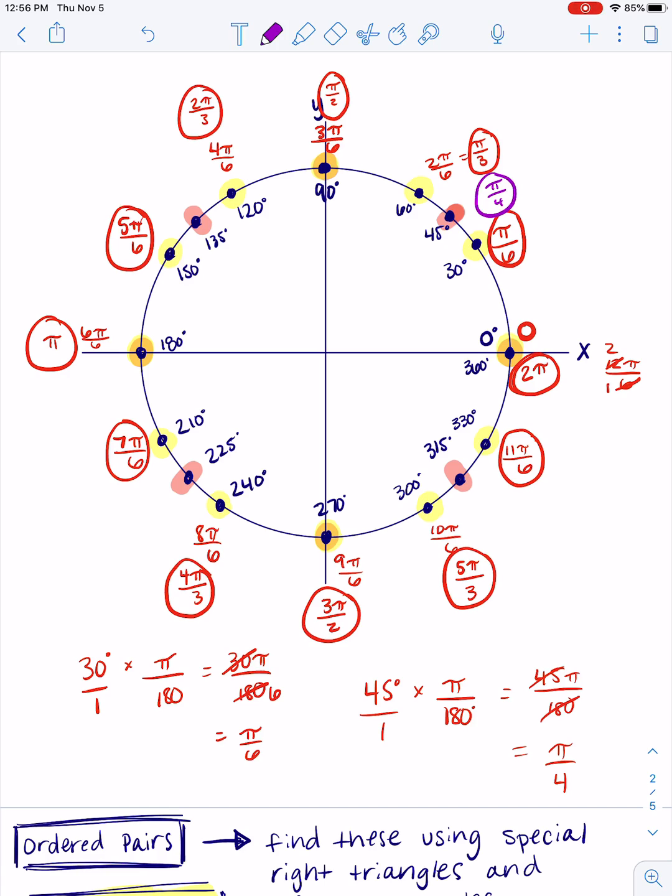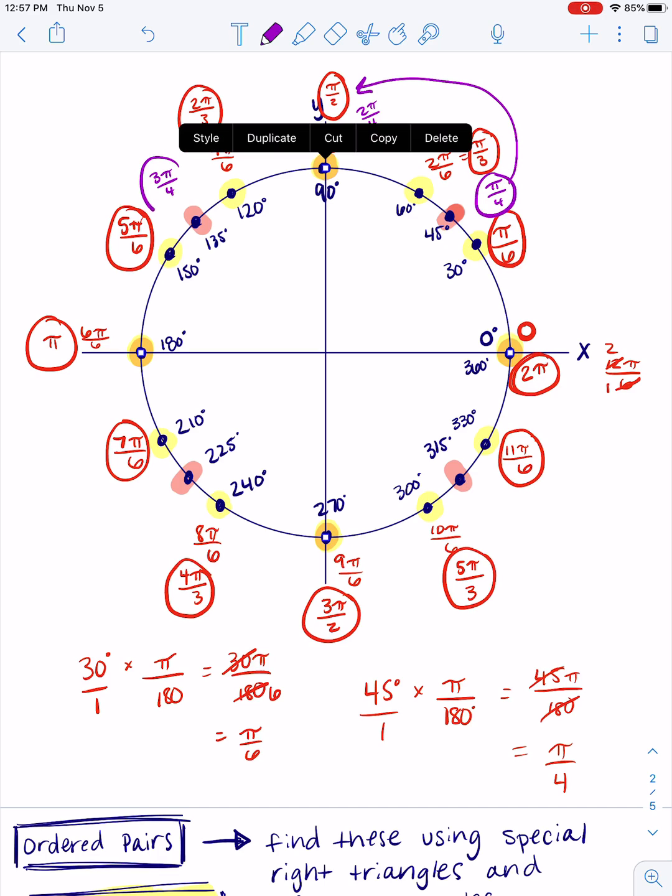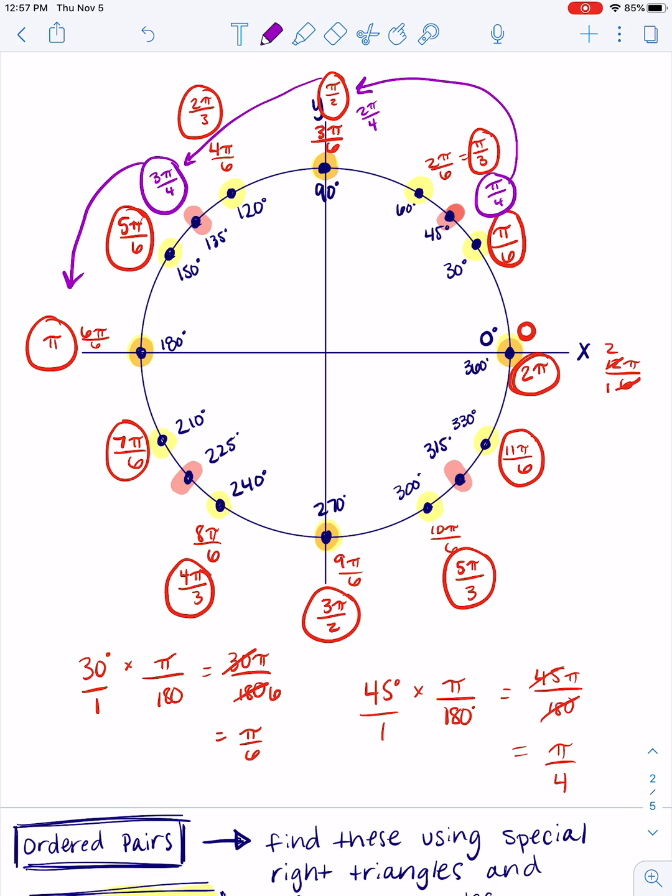If I multiply that, again, the first multiple of 45, like 45 times 2 would be 90. So this is technically 2 pi over 4. Well, 2 pi over 4 reduces to pi over 2. Then the next one would be 3 pi over 4. That's already reduced. We don't have to reduce these ones. The next one would be right here.